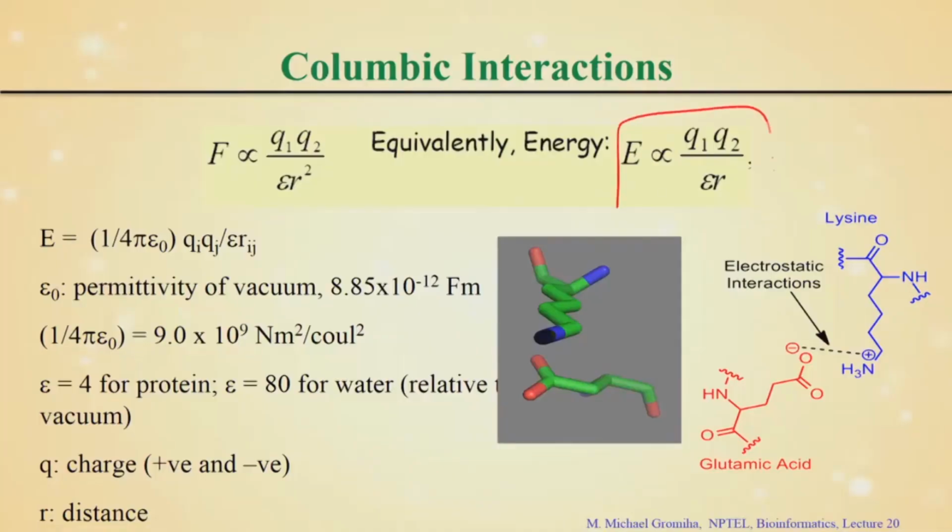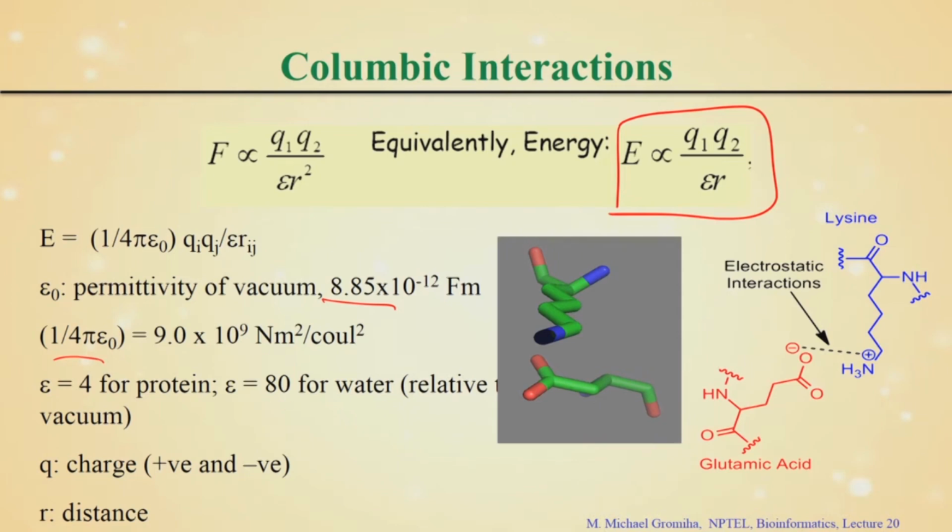You can use E, which is proportional to the product of the charges and inversely proportional to the distance between them. Q1 and Q2 are the charges of these two atoms, and R is the distance between them. What is epsilon? That is the permittivity of the medium. For a vacuum it is given as 1 by 4 pi epsilon 0, or you can use epsilon as 80 for water and 4 for protein.